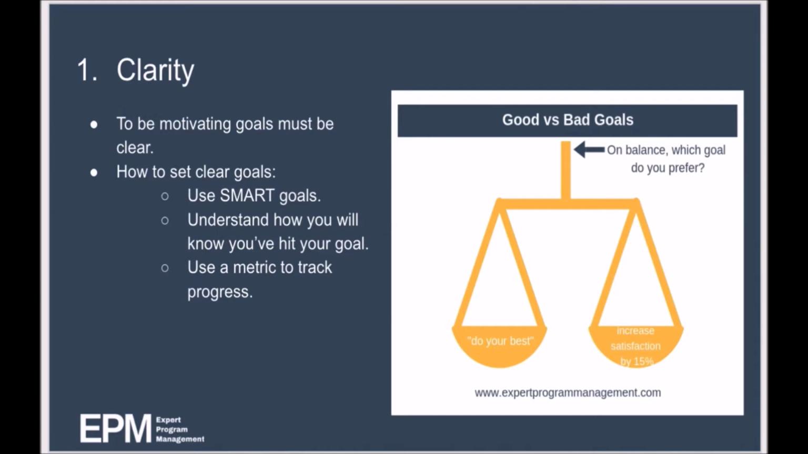Now, there are a number of steps you can use to help you set clear goals. And the first is to use SMART goals. And SMART is an acronym for specific, measurable, achievable, relevant, and time-bound. And there are many videos on YouTube or articles on the internet you can Google to find out more about SMART goals. The second thing you can do is you can ensure you understand exactly how you know that you will have achieved your goal. And the final thing you can do is you can ensure you have a metric you can use to track your progress towards your goal.